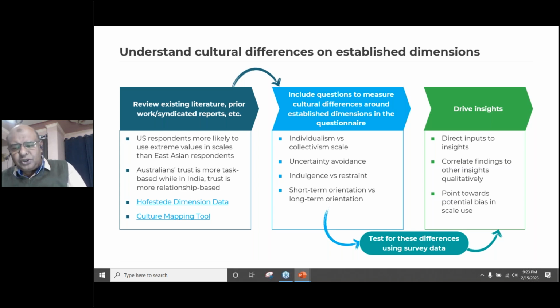But also, importantly, using these scales can point towards potential bias in scale use. For example, individualist cultures are likely to give higher ratings on questions which ask for self-evaluation on positive attributes than cultures which are more collectivist, where standing out may seem inappropriate.